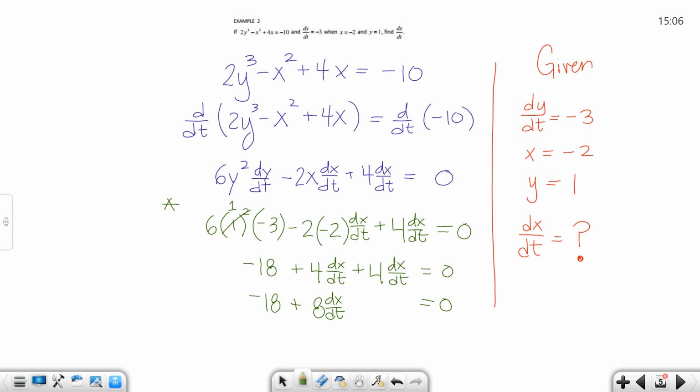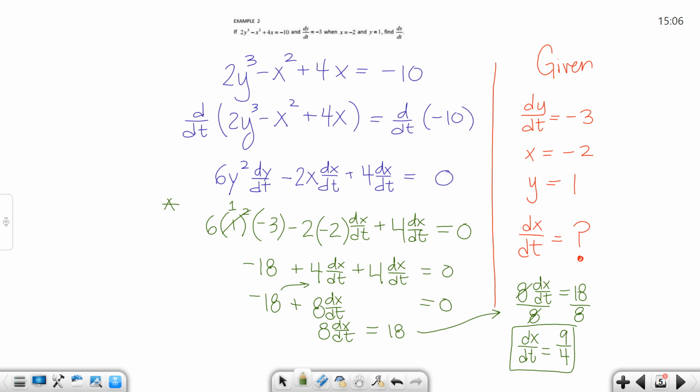Okay, so we can move our 18 over, which would make it positive. So 8 dx dt would equal 18. I ran out of room, so let's go to the side. 8 dx dt equals 18, so we'll divide both sides by 8. And so dx dt would equal, reducing, 9 over 4. And that's my dx dt.